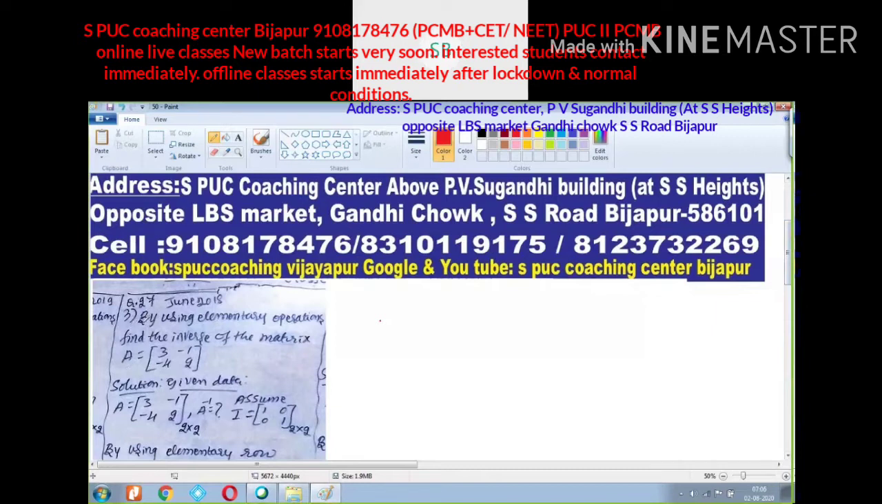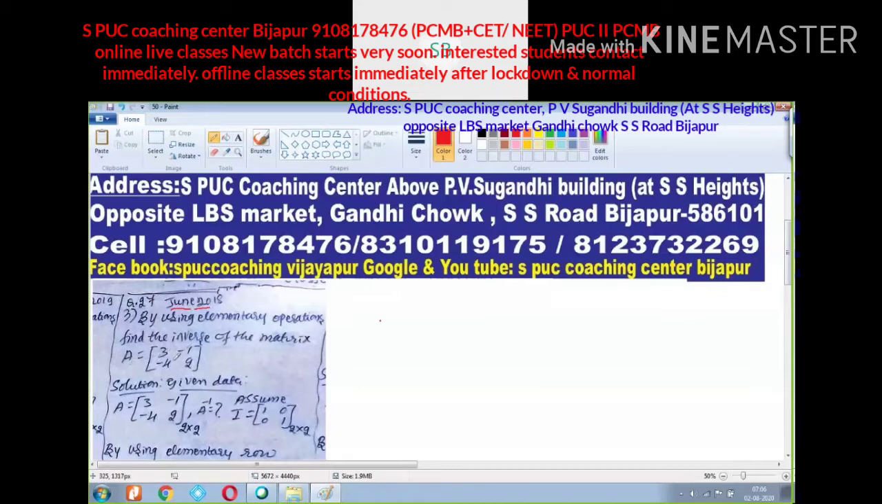Now, done third problem. So on that you can write as usual, question number 27. This was asked in June 2018. By using elementary operations, find the inverse of the matrix. Matrix A he has given as 3, -1, -4, 2. Okay, so proceed with the solution for this problem.